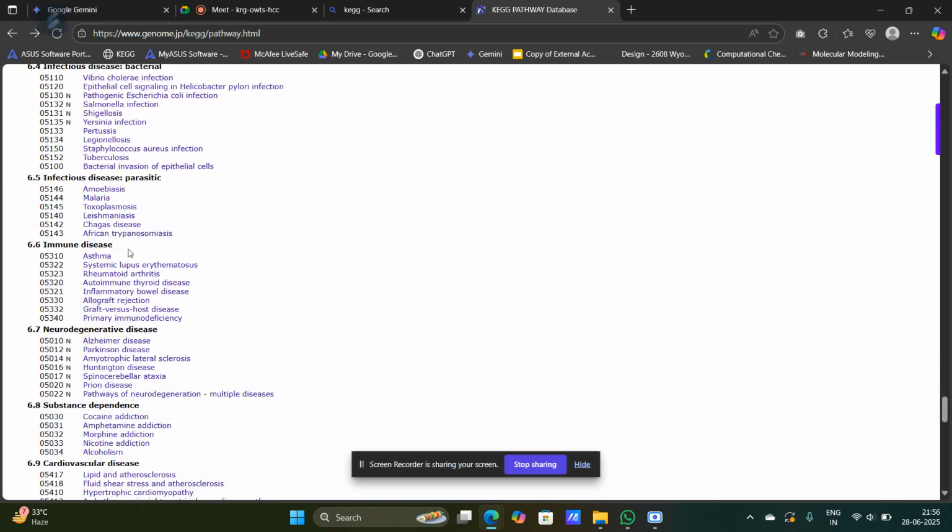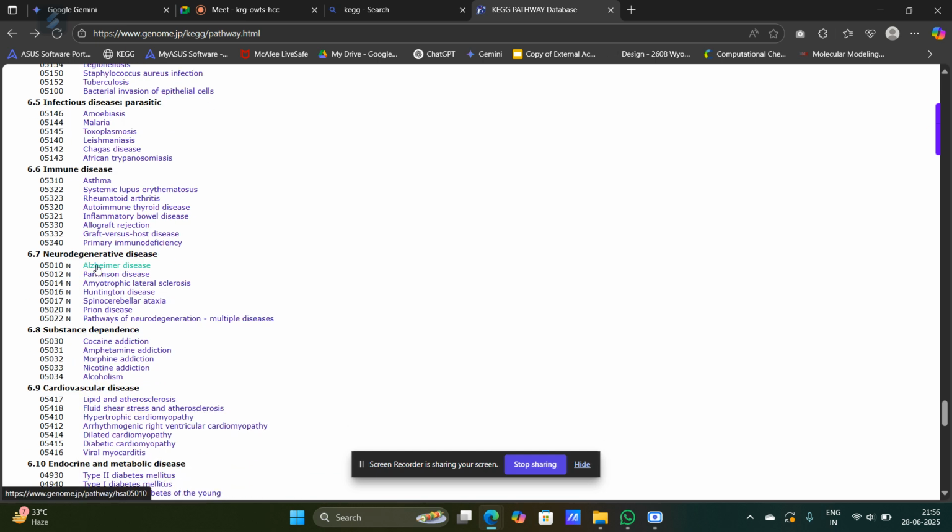there are a few other diseases: immune disease, neurodegenerative disease, Parkinson, Alzheimer. So I think we have learned in previous sessions that whatever is going to be stored within the database is going to be manually curated. There are scientists who will study, clearly evaluate and approve it before it gets deposited in the database and displayed here.